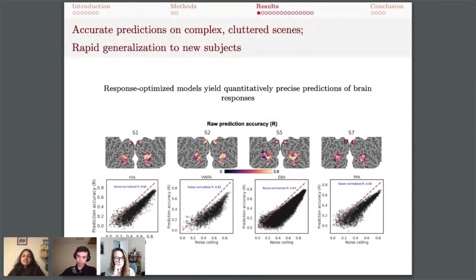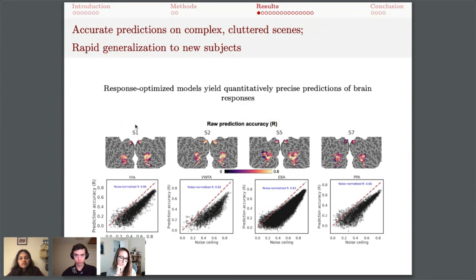And we were first interested in investigating the quantitative advantages of learning the feature space of each visual area directly from the neural responses of 4 subjects. So the figure on the top shows the voxel-wise prediction accuracy of response-optimized models on the flat maps, which is measured using the Pearson's correlation coefficient between the predicted and the measured responses on these 4 subjects.